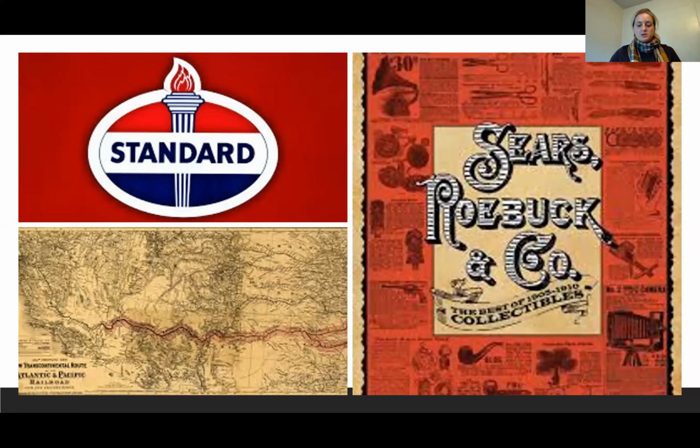You see, Vanderbilt could see around corners that others simply could not. Vanderbilt understood that it was not going to be the transportation of goods by water that was going to revolutionize the country, but it was going to be the transportation of goods by land that was going to bring the United States into the 20th century.